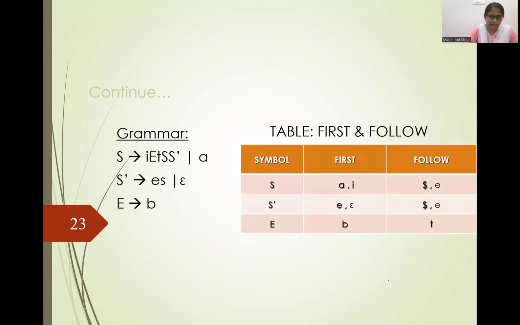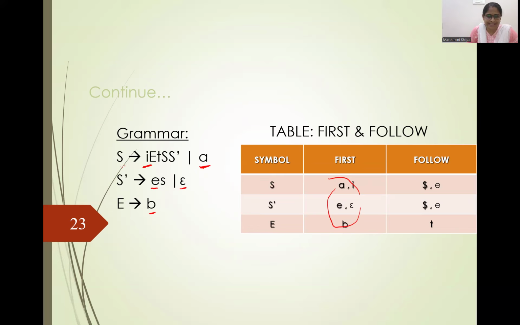So this is the table of first and follow of this grammar. First of S is i comma a, because S is going to derive the set of strings which start with i, and the set of strings which start with a. Then first of S dash is e comma epsilon, and first of E is b. So this is given and computed in the table. Next, follow of S.